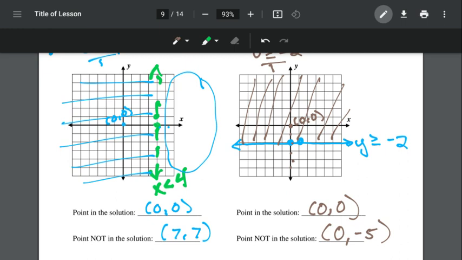You guys are going to work on the homework assignment, pages 9 and I believe 10, and then we'll do more practice on this for the rest of the unit.